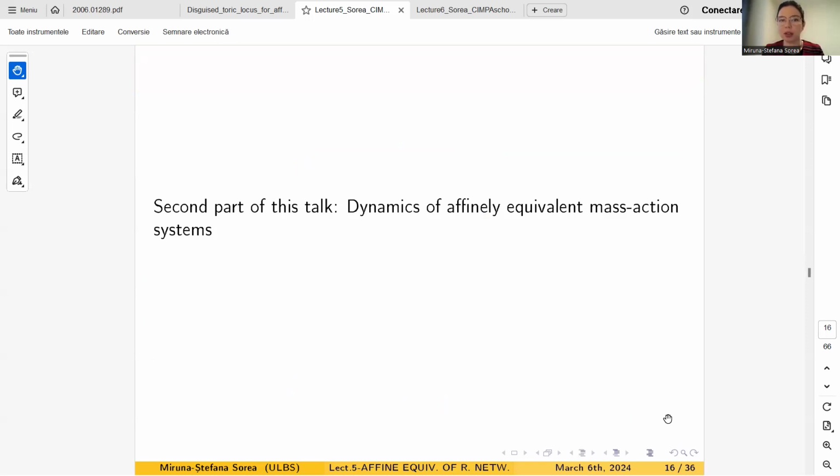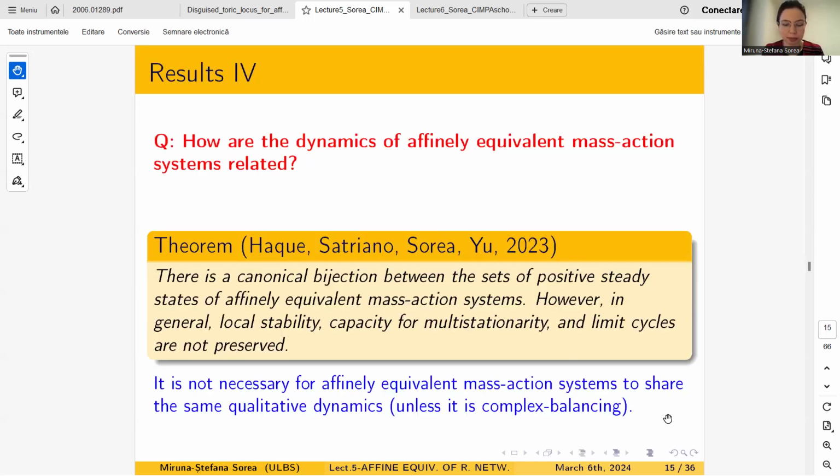Sorry, yes. Am I right in assuming that under these affine transformations, the stoichiometric subspace will stay invariant? We'll see in the examples, they change. I have an example where we will see this.